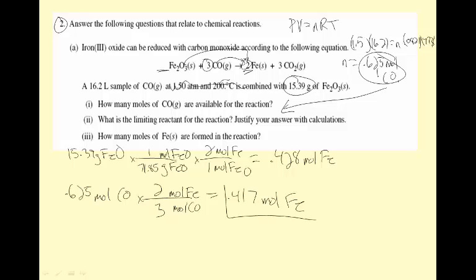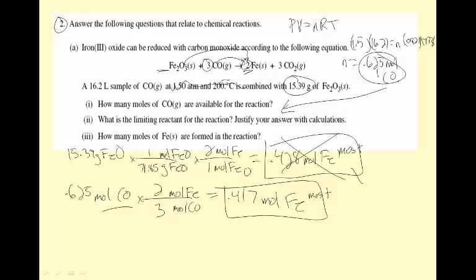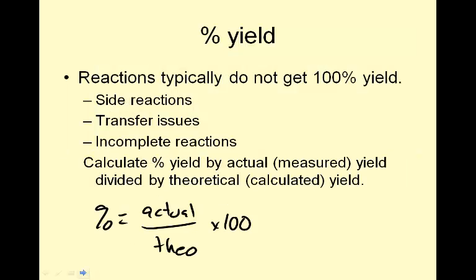The amount that's really made is this much. So the most this can make is this. Well, CO, I don't have enough CO to make this, so this is a sad loser. That means FeO is my excess reactant and CO is my limiting reactant. Okay. How many moles of Fe are formed? 0.417. Yay.